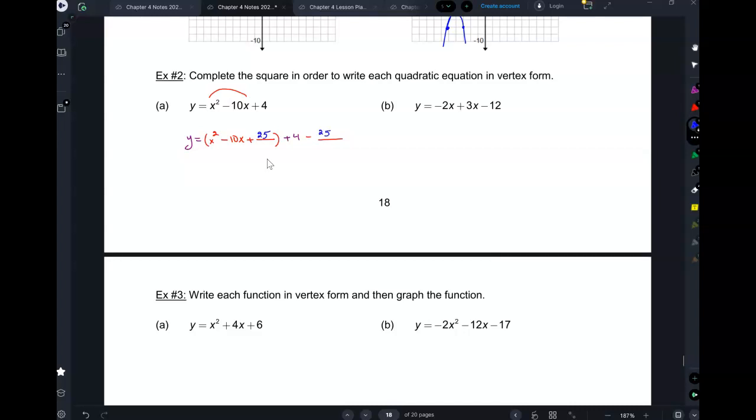So this becomes y equals x minus 5 squared minus 21, and there you have it, the equation in vertex form. How amazing is that, right? It's fantastic. I mean, it really deserves applause.